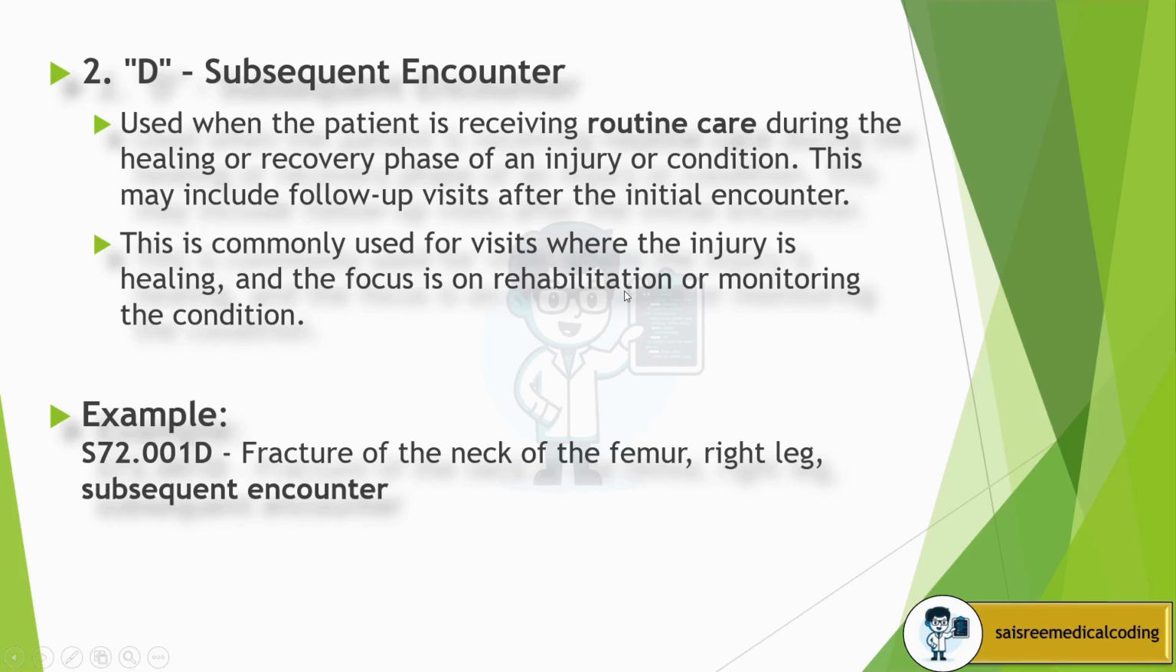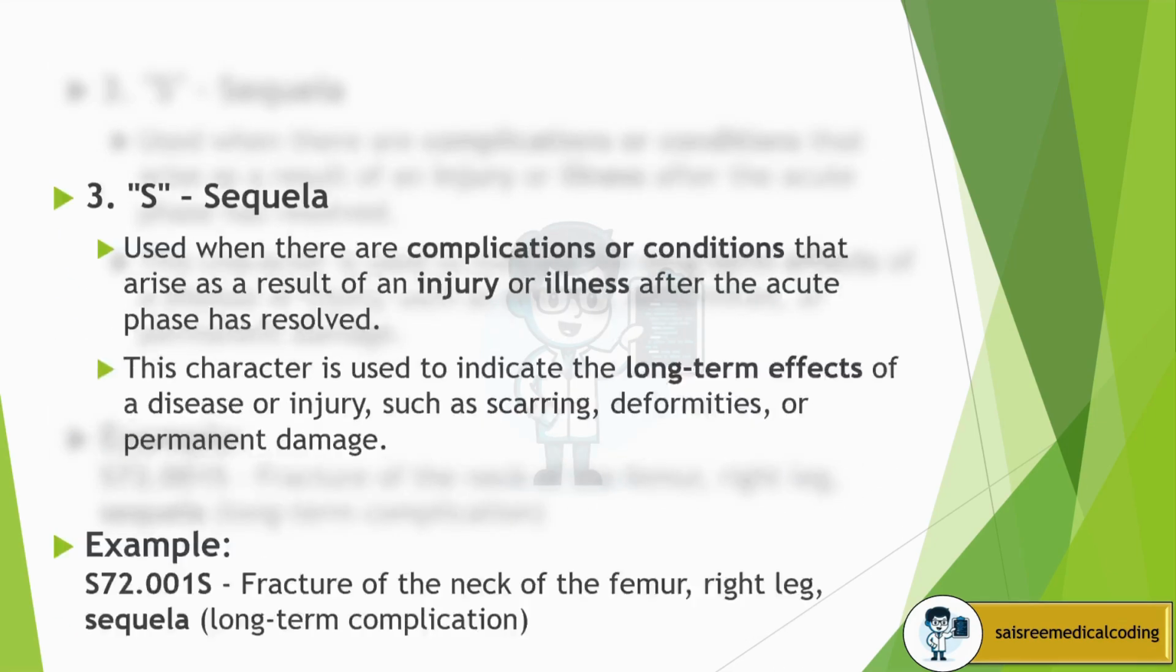You can see here they have given a simple example, a direct statement: fracture of the neck of the femur, right leg, subsequent encounter. They have completed the code with the alphabet D. Subsequent encounter, as I told you, indicates that the patient visited the hospital for the second time to take treatment for the same diagnosis, or that it is just a follow-up visit for that particular condition. And we also have sequela here.